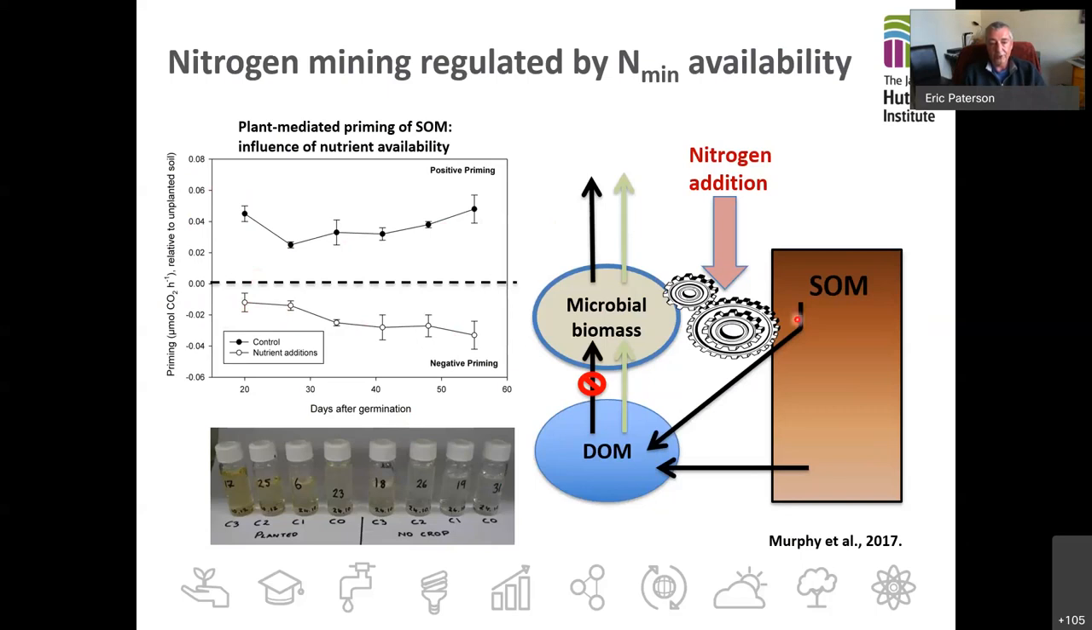So somewhere along this pathway, there's an inhibition. And I've shown these vials here to suggest that perhaps carbon is accumulating to some extent in dissolved organic matter. So the planted vials here are much darker in color, indicating a higher concentration of DOC.